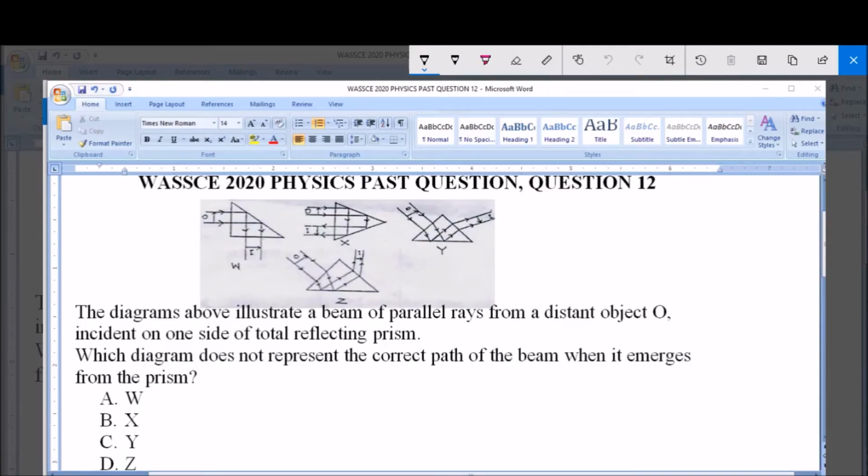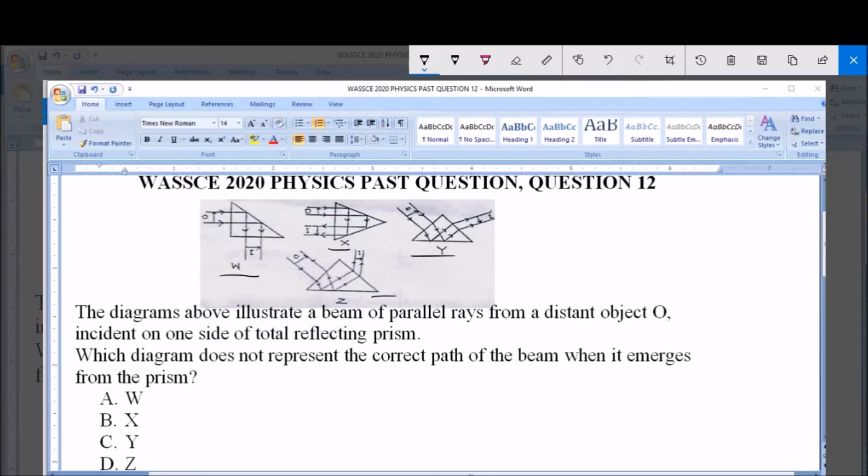I will be answering WASSCE 2020 Physics Past Question 12. The diagram above illustrates a beam of parallel rays from a distance O, incident on one side of a total reflecting prism. Which diagram does not represent the correct part of the beam when it emerges from the prism? A, W; B, X; C, Y; and D, Z. Like we can see, these are the illustrations W, X, Y, and Z.